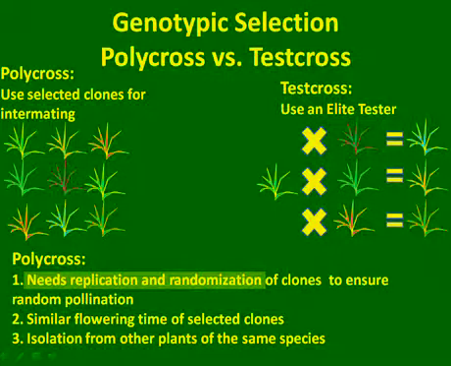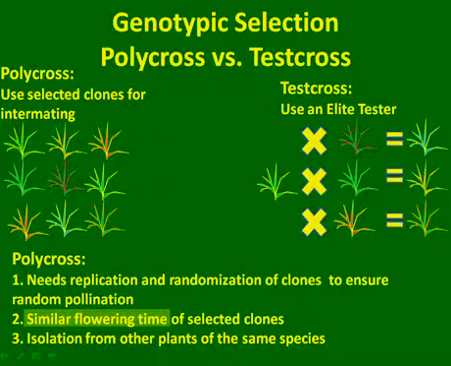getting random pollination. You want to make sure that 2 individuals are not always planted next to each other and that they have a random chance, a random opportunity for pollen donors. You also want to make sure that all your clones planted in your polycross have a similar flowering time for selected clones.